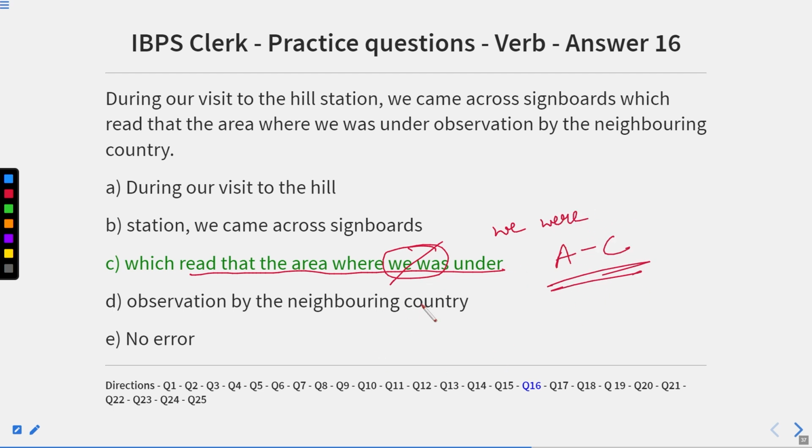And the correct sentence: during our visit to the hill station, we came across signboards which read that the area where we were under observation by the neighboring country. Now let us move to the next one.